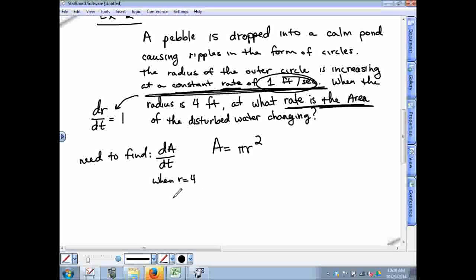the radius equals 4. You guys need to understand something important here. The radius is changing at a constant rate, but the area is not changing at a constant rate. So that's why they say find the rate of change of the area when r equals 4. When r equals 4, it's changing at a certain rate, but as the radius continues to increase, it might increase at a faster rate.